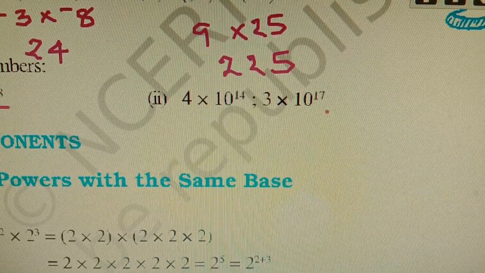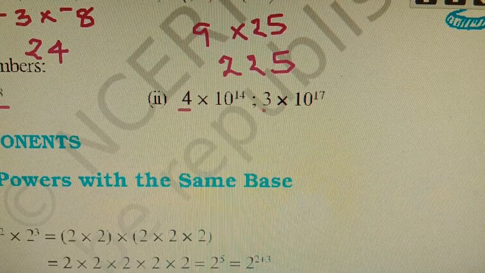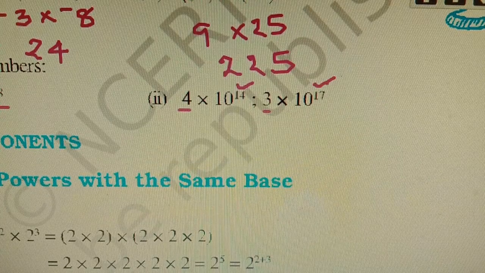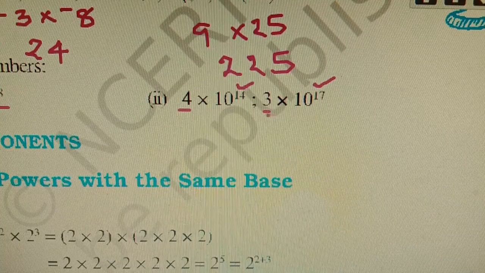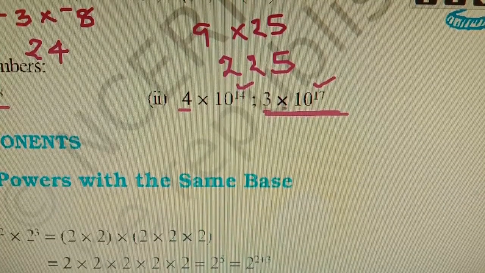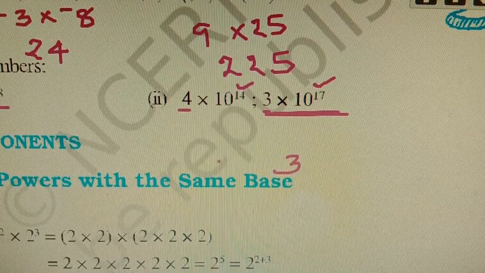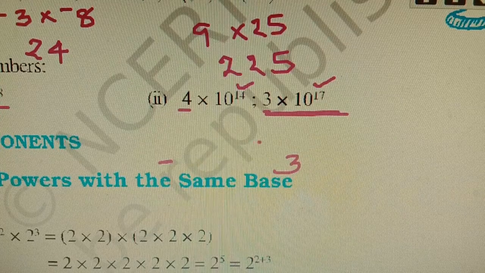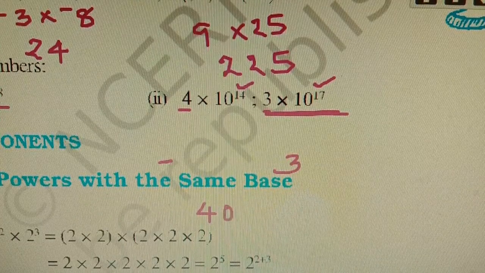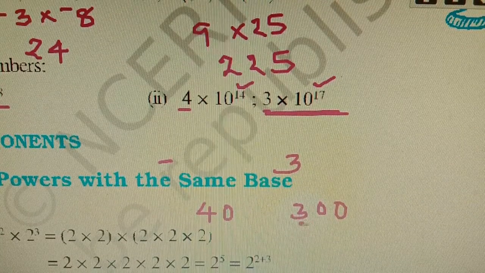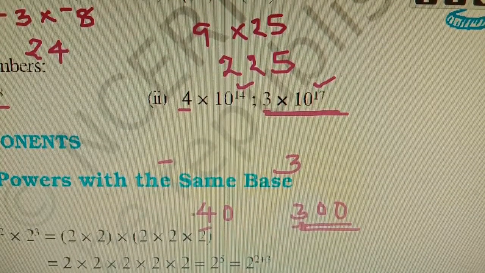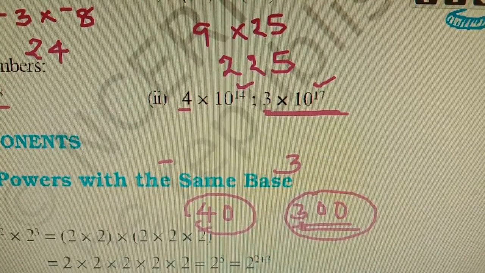Now, for the next question, 4 into 10 to the power 14 or 3 into 10 to the power 17, which is greater? Here the number is 4, but here it is only 3. Anyway, the powers: here 14 but here 17. So 17 is more than 14, so the second one is greater. 3 into 10 to the power of 17 is greater, because here 3 and 17 zeros, but here 4 and 14 zeros. Then if we take 4 and 1 zero or 3 and 2 zeros, which is greater?